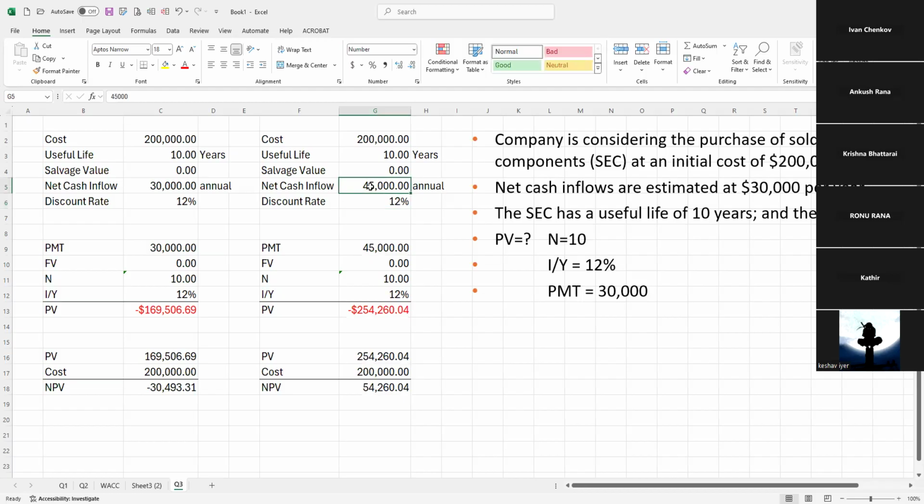So you understand, increasing the net cash inflow affects the net present value. The more cash inflow you're getting, let's say if you get 50,000, the net present value goes even higher. So in this case, they get 45,000. They get in 54,000 plus. So that means they're getting the 12%. What's going to happen if I increase the discount rate here? What's going to happen with net present value?